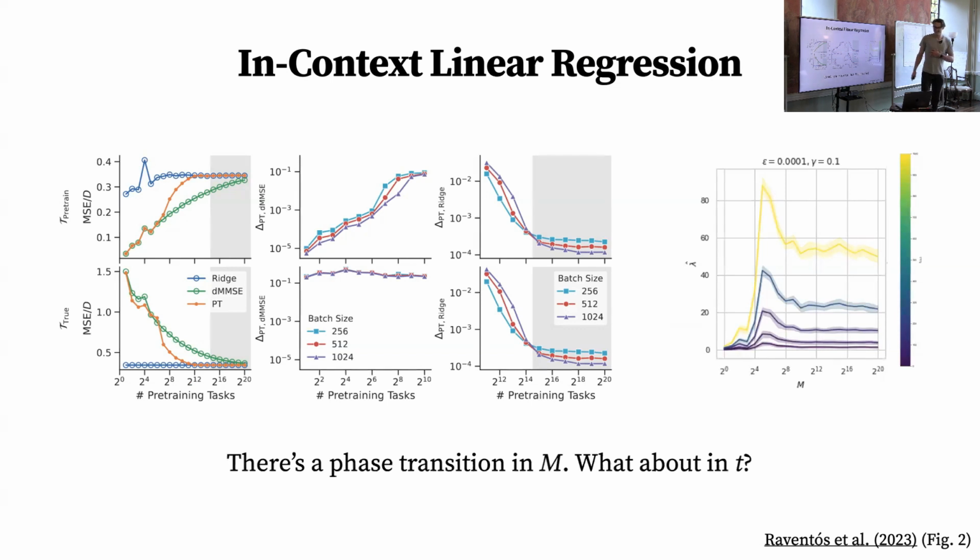Sorry, what are the different curves? So the different curves are just at different numbers of SGLD steps. Just ignore them. Just pay attention to the yellow. Yellow, yeah. Okay.